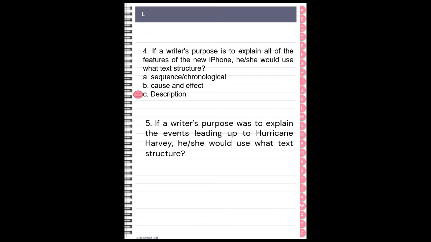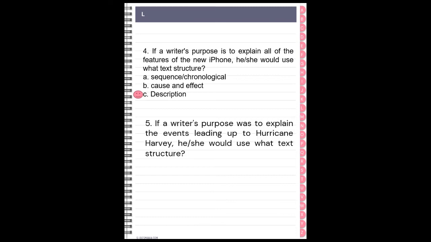Number 4. If a writer's purpose is to explain all of the features of the new iPhone, he or she would use what text structure? Sequence or chronological, cause and effect, description. The answer is description.